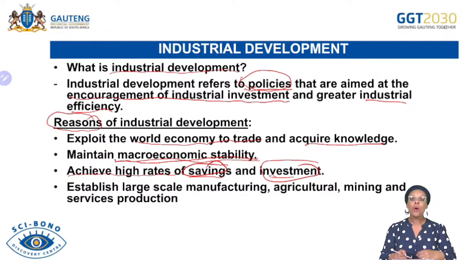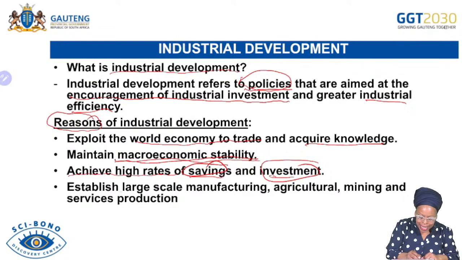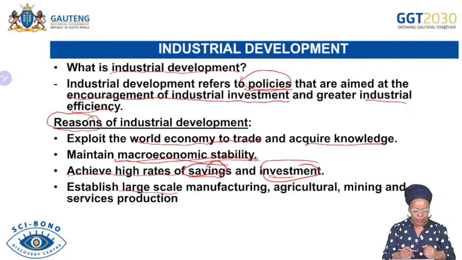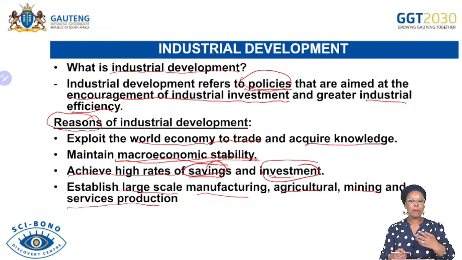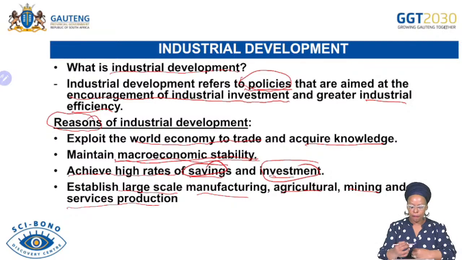Another reason why we need industries is because industries produce goods on what? Large scale. So we want to see large scale manufacturing, large scale agriculture, large scale mining, and large scale service production. Remember, when goods are produced on a large scale, it leads to economies of scale. Costs of production are reduced. It becomes cheaper for production.